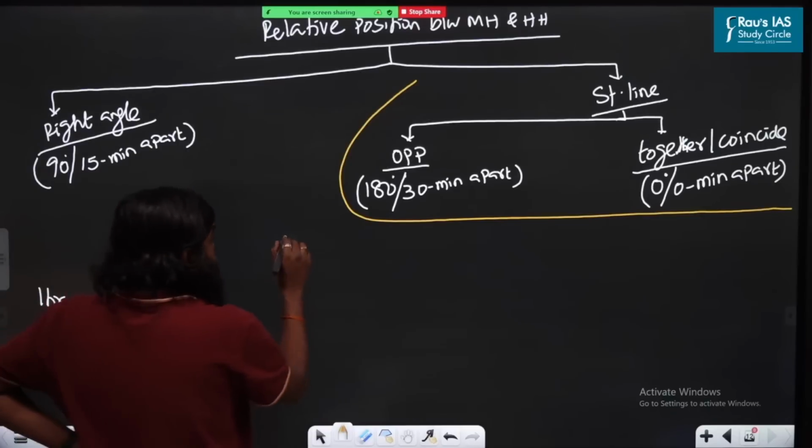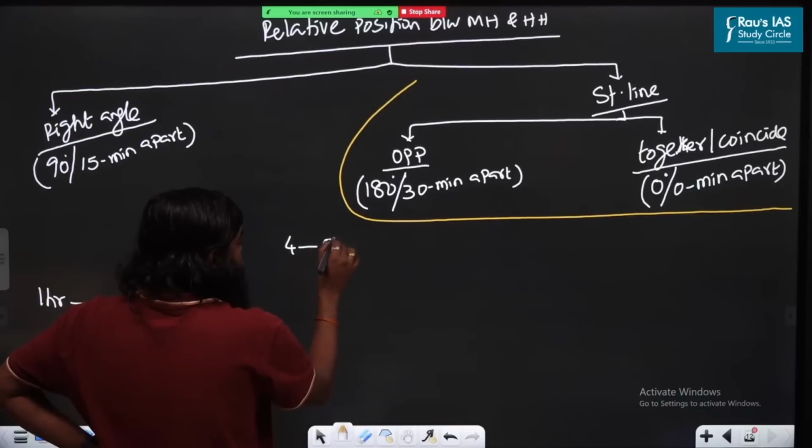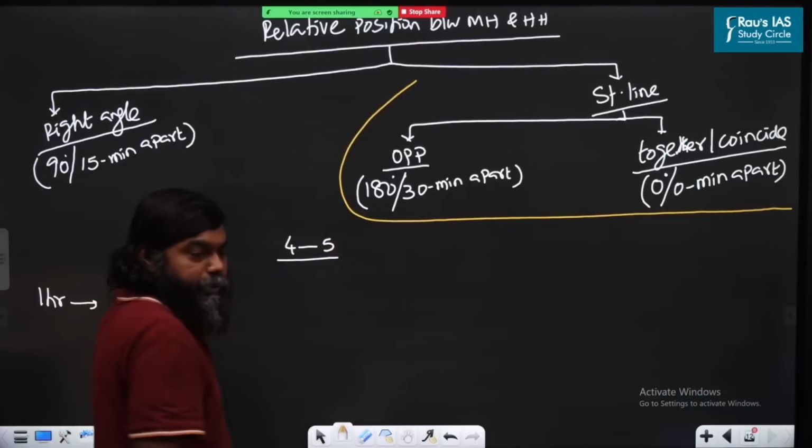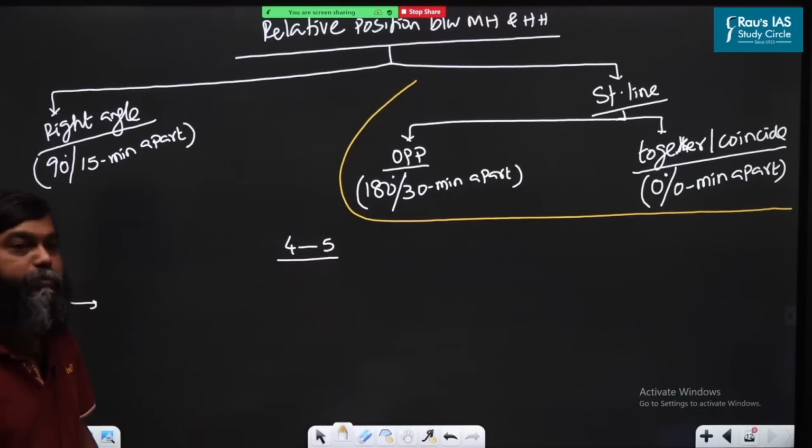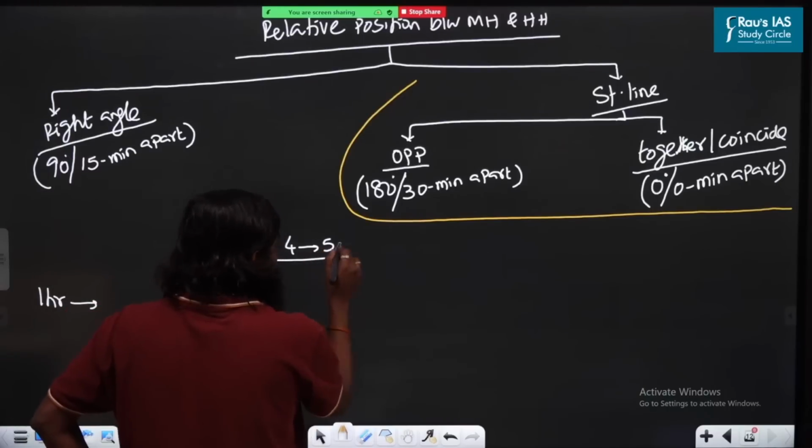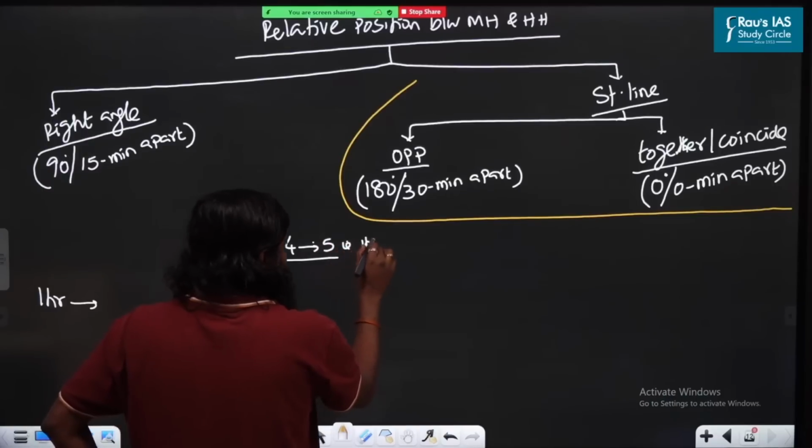Attention carefully. I am not teaching now at what time exactly the right angle occurs. That is tomorrow. Understood, boss? I am teaching now how many times a right angle occurs. All understood, boss? So how many hours? 1 hour. Are you understood, boss?